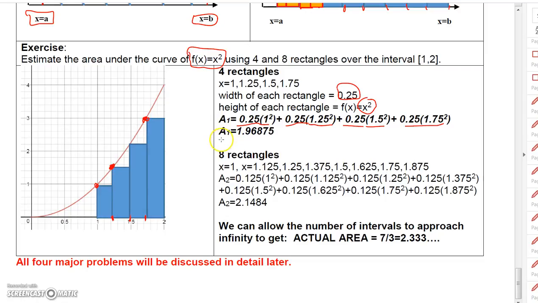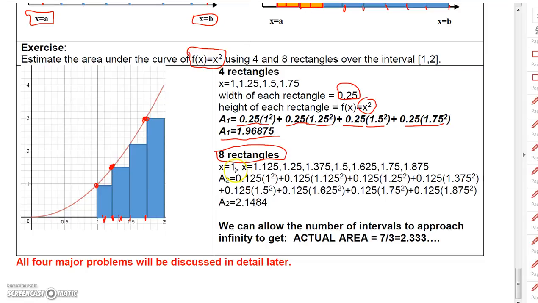I calculated this on the calculator, and when I added all the areas of these 4 rectangles up, I got 1.96875. Now, if you do it with 8 rectangles, each rectangle is going to have a width of 1/8 unit, or 0.125 units. The first rectangle is going to be at 1, the next rectangle is going to start at 1.125, then the next at 1.25, then 1.375, the next one 1.5, and so on.